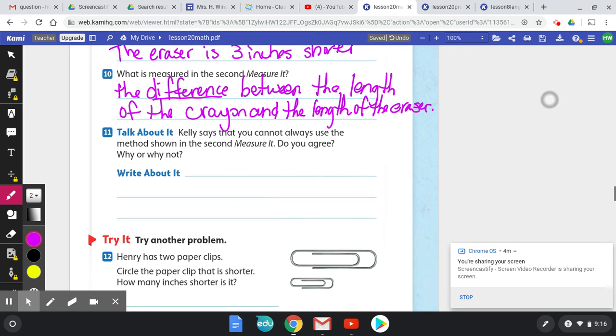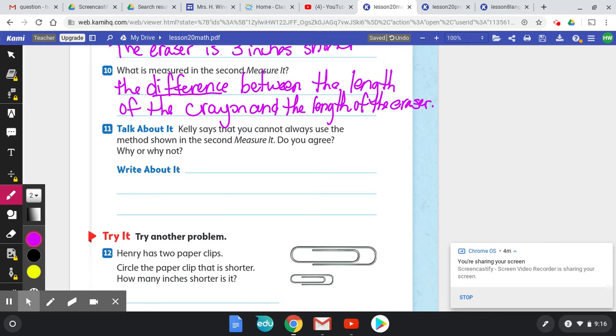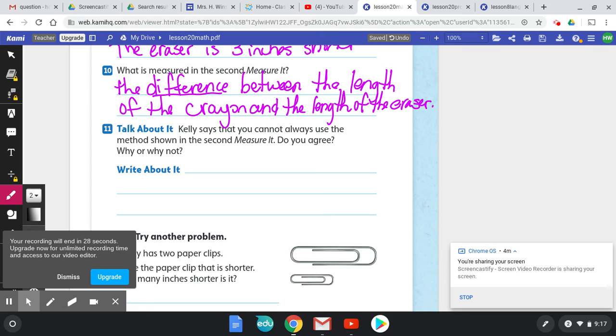So let's go to the number 11 question. Kelly says that you cannot always use the method shown in the second measure. Do you agree? Why or why not? So what Kelly's saying is you can't always measure the difference between the two. Do you agree or do you not agree? Okay, so I agree because it only works if the two objects can be lined up.